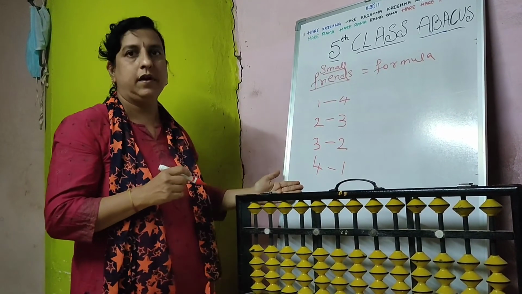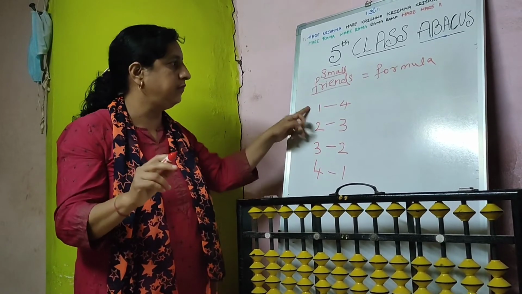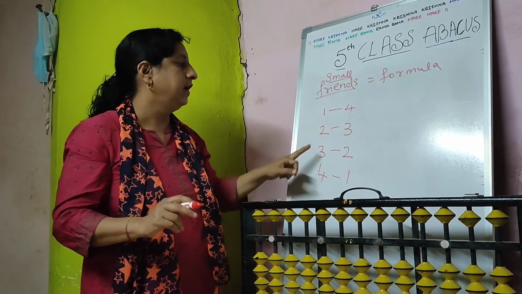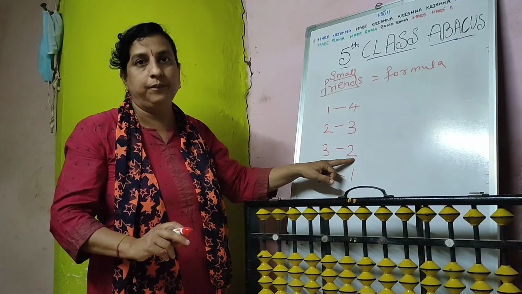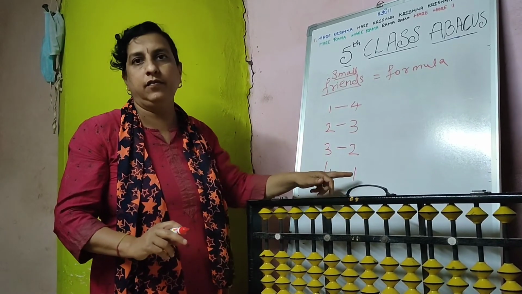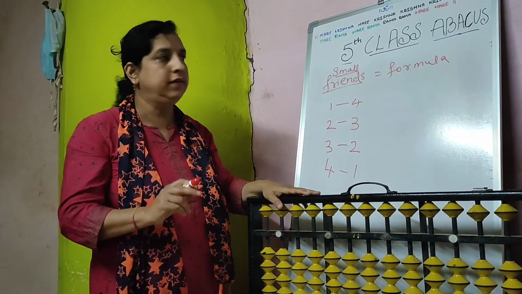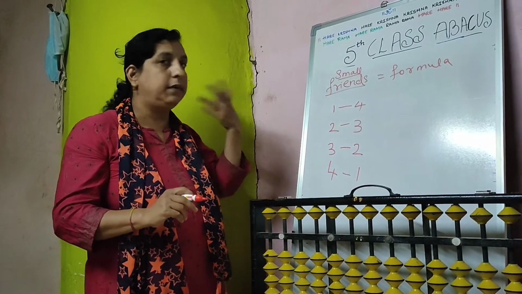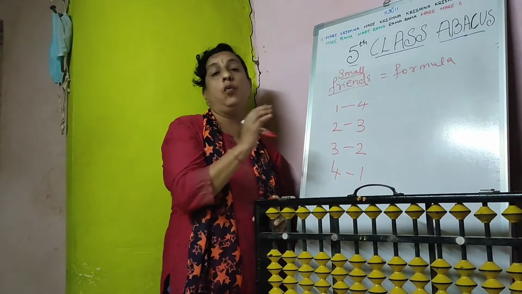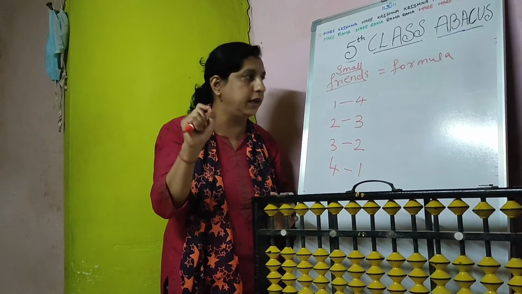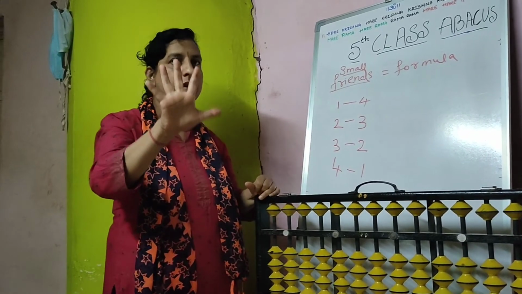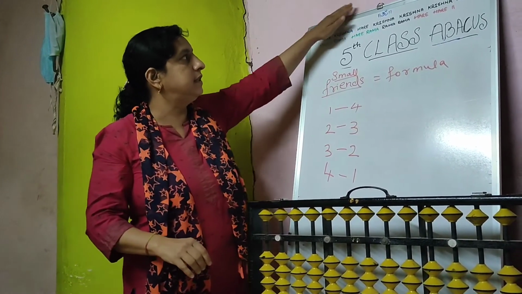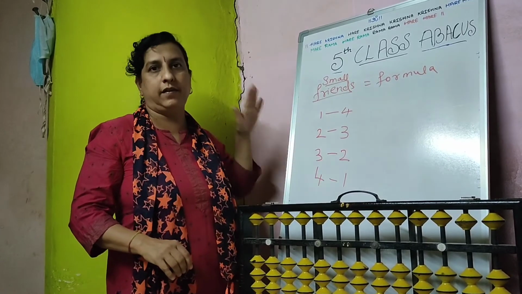Learn this by heart. Write it 20 times. 1's friend is 4, 2's friend is 3, 3's friend is 2, and 4's friend is 1. Like this you have to practice. Learn it by heart and write it 20 times, without saying it. Like this, open your 5 fingers and do it. So this is the explanation about the friends.